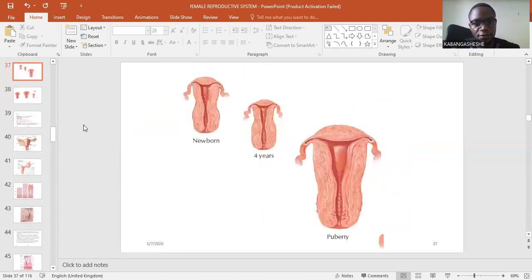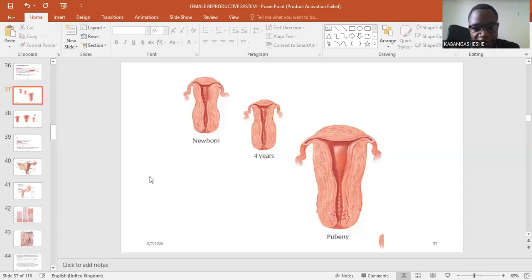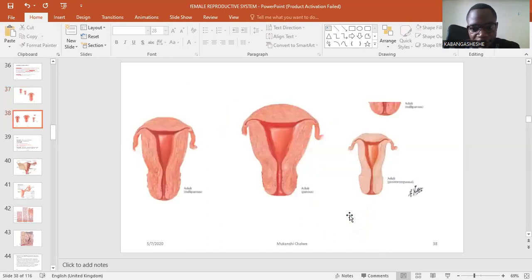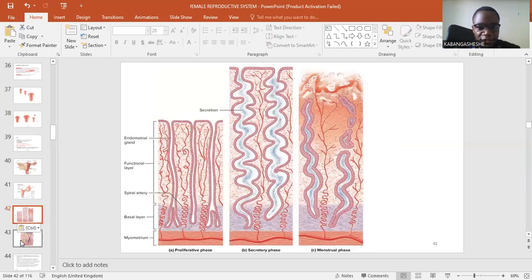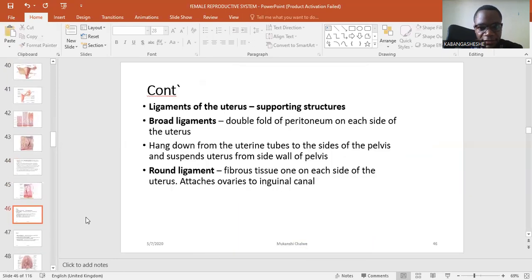So this diagram here is showing us the uterus at different stages: the uterus of a newborn, uterus of a 4-year-old, uterus of a female at puberty. Focus on the layers of the uterus. That is the inner layer, we call it the endometrium. This is the middle layer, we call it the myometrium. Then outside is the perimetrium, a layer of connective tissue. Let's look at it in slightly more detail. I'll start with the endometrium, the innermost layer of the uterus.